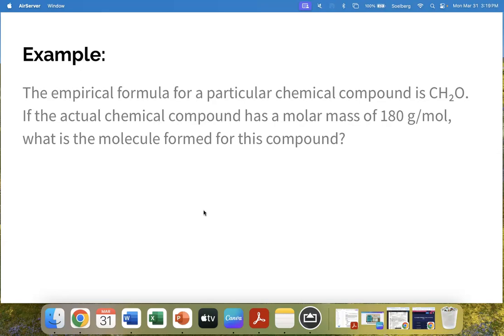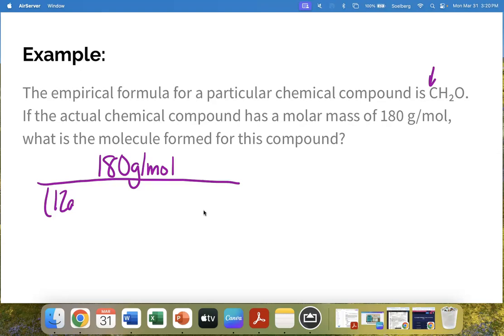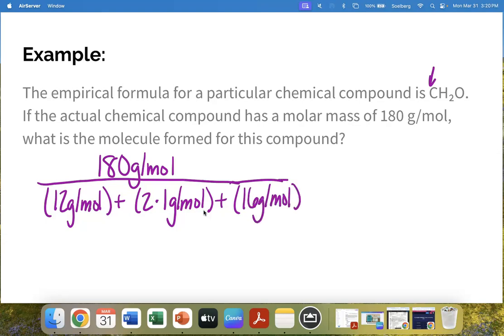All right. So how we're going to do this, we're going to take the molar mass, which is 180 grams per mole, and divide it by the molar mass of the empirical formula. So we have 1 C, and we're just going to round those molar masses. Looking at my periodic table, carbon has an atomic mass of 12 grams per mole. Again, we're just rounding to whole numbers. Plus 2 times hydrogen, which is 1 gram per mole, plus 1 oxygen, which is 16 grams per mole. When I add all these up, 12 plus 2 plus 16 gives me 30. So essentially I'm taking 180 divided by 30 and I get 6.